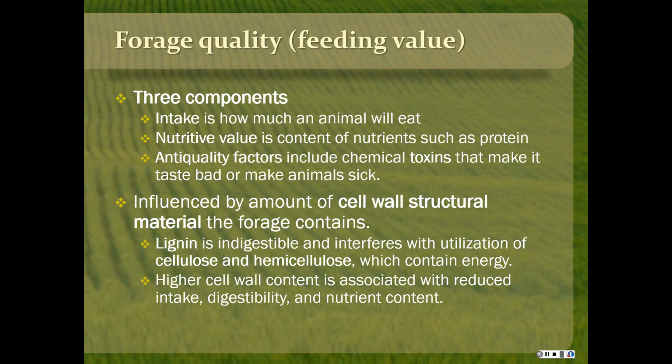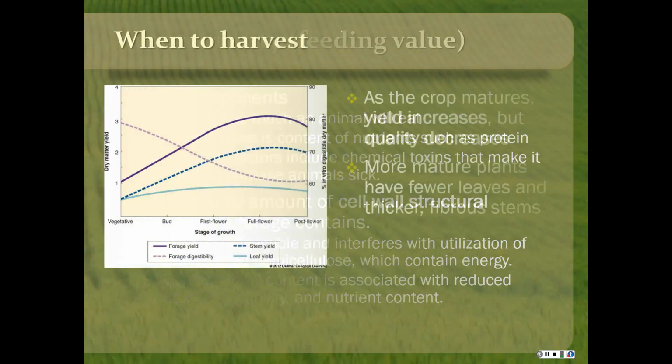Lignin is like the stuff wood is made of, but it's also part of cell walls. And it's indigestible and interferes with utilization of cellulose and hemicellulose, and animals can get energy from those. But if there's too much lignin, it'll interfere with that. And so higher cell wall content is associated with reduced intake, digestibility, and nutrient content.